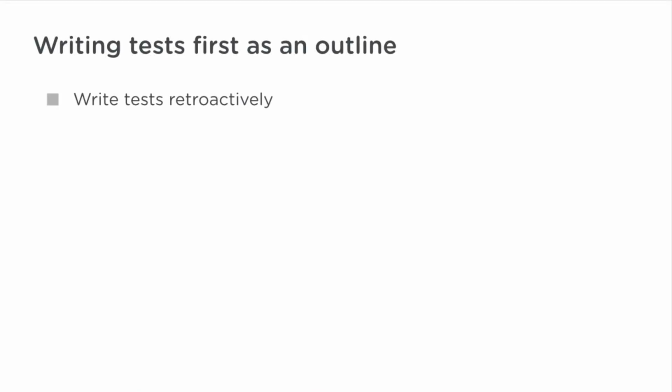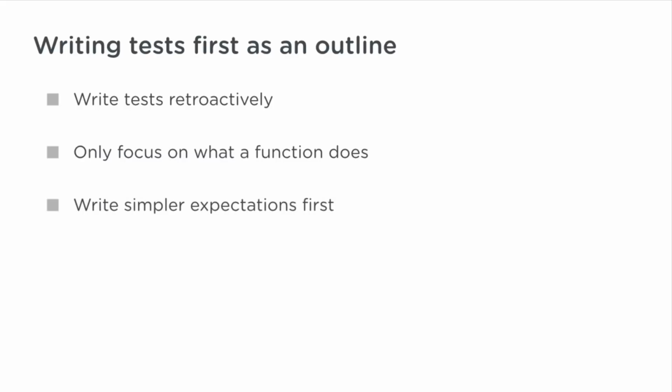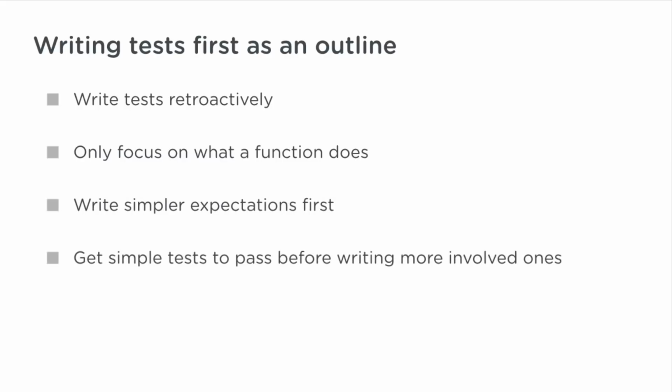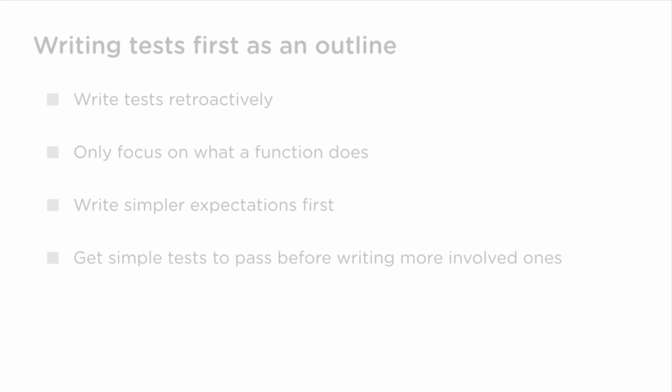Writing tests first as an outline can help us a lot in the development process. Sometimes you'll also have to write tests for existing code. It might have been written by other people, or you might have skipped the testing phase during a chunk of your workflow. You should write tests retroactively, just the way we have been in BDD. Decide what the function does and focus on that part rather than the implementation details. Write simpler expectations first and get them to pass before you write more involved ones. One difference is that you might get to testing for an edge case faster than you would during BDD.